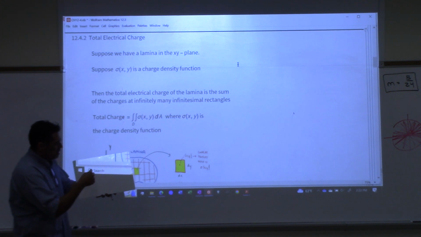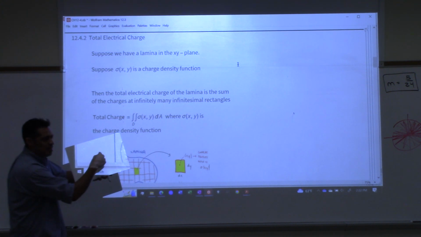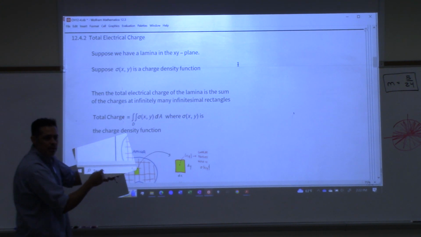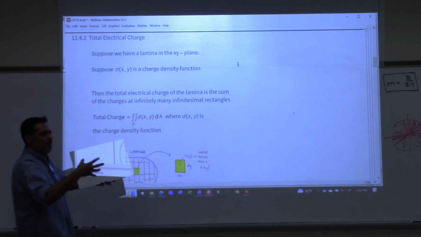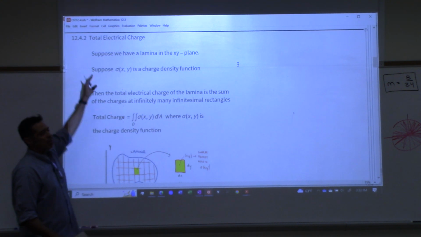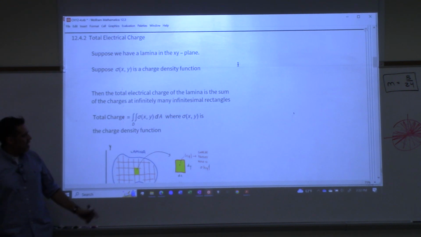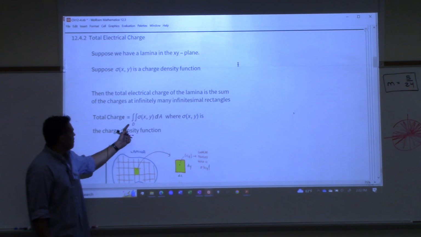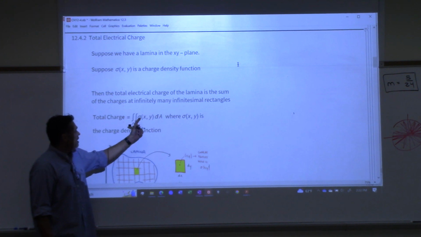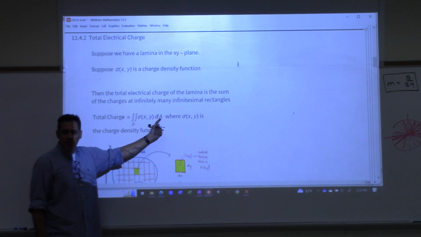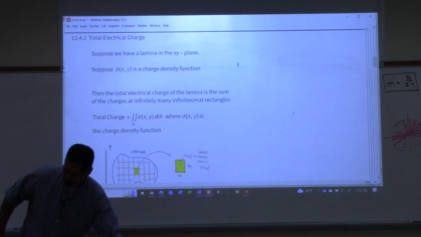So let's say that I tell you what the charge density is at every point here, right? Then if you could sum those up, you get the total electrical charge on the lamina. It's the same exact problem though. It's the double integral over that region of the charge density function times the area, or with respect to area, I should say.